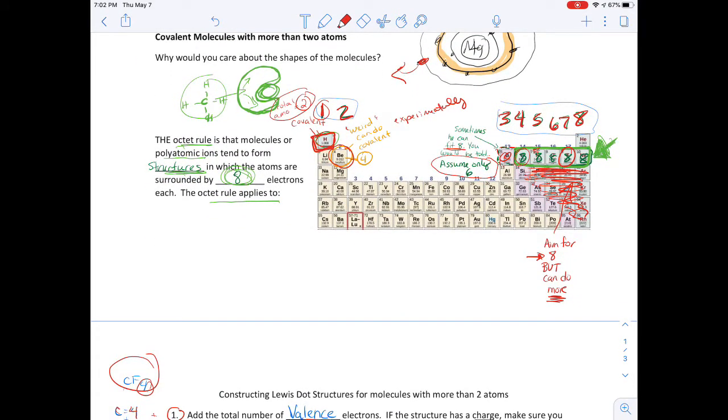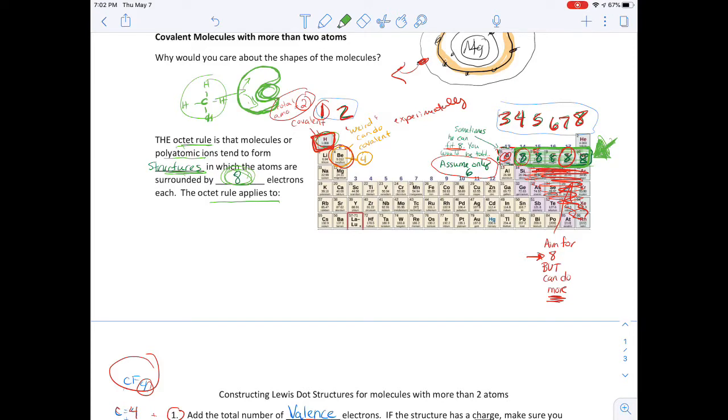Then we talked about how there are certain elements, and they are in this green section right here. They can have 8, and they have to have 8, and they can't have less than 8, and they can't have more than 8. It has to be 8. That is for carbon, nitrogen, oxygen, fluorine, and neon, but neon doesn't really do anything. There's not many neon compounds.